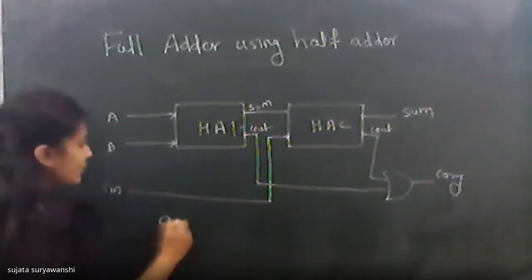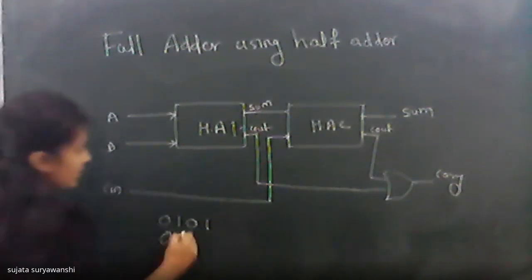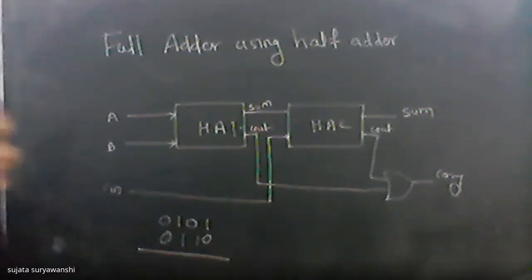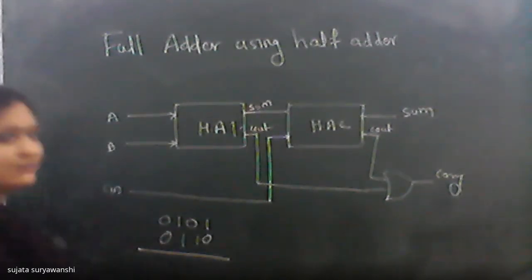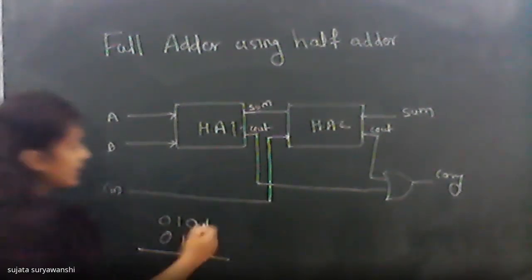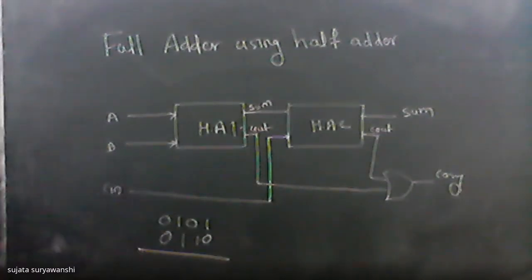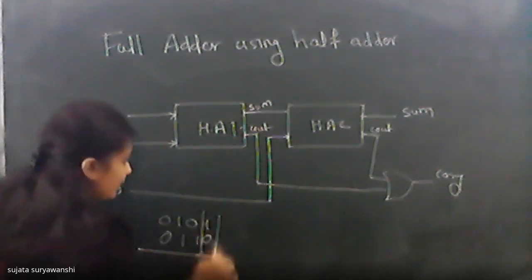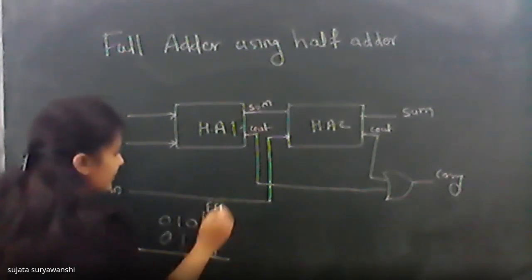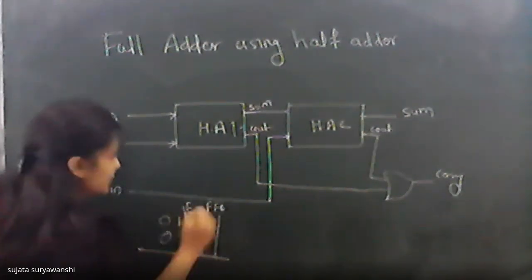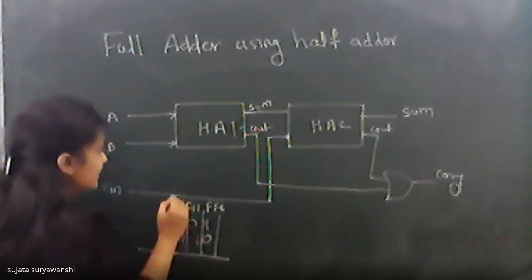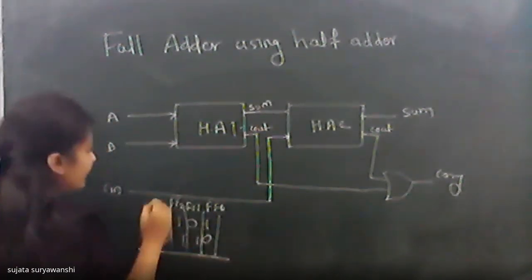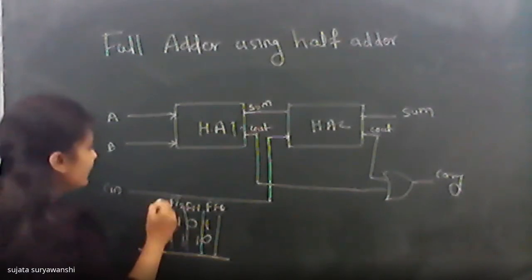Suppose 0101 and 0110. These are your two 4-bit numbers, and you have to add these two numbers. Then how many full adders do you have to use here? For this first addition, the first full adder. For this addition, the second full adder. For this addition, the third full adder. And for the last one, you require the fourth full adder.